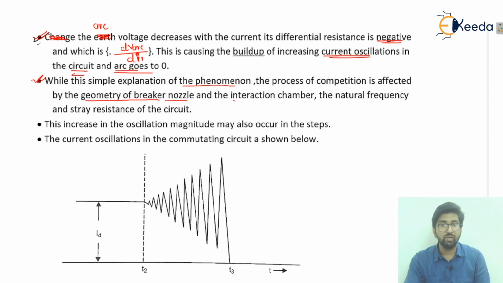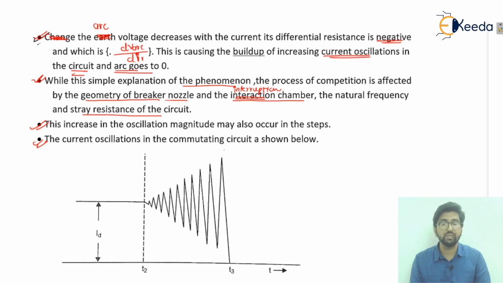And also the interruption chamber. The interruption chamber is simply where the arc is to be extinguished. And the natural frequency and the stray resistance of the circuit also matter. Now, this increase in the oscillation magnitude may also occur in steps, so that kind of discrete type. These oscillations may occur in step formation, the current oscillations in the commutating circuit.